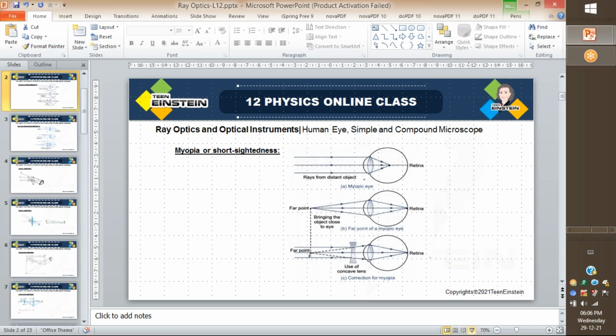So we had already discussed the structure of the human eye, accommodation, power of accommodation, etc. I'll just recap only the defect part, the defects like hypermetropia and myopia, because those are the topics where numerical problems come from. So first is myopia.